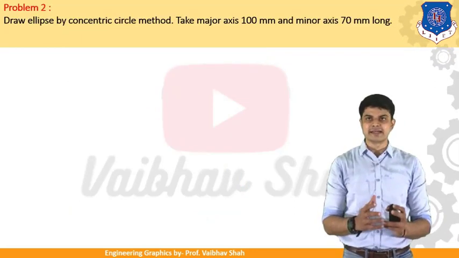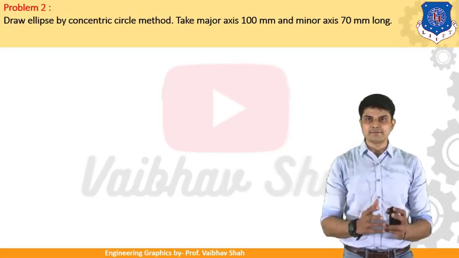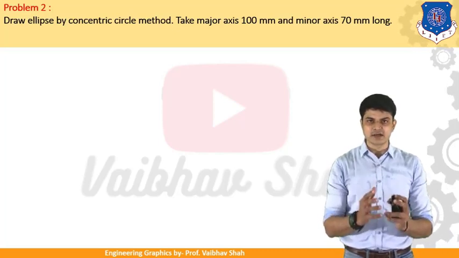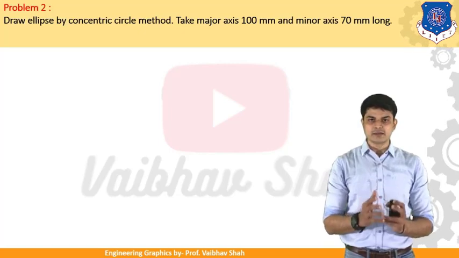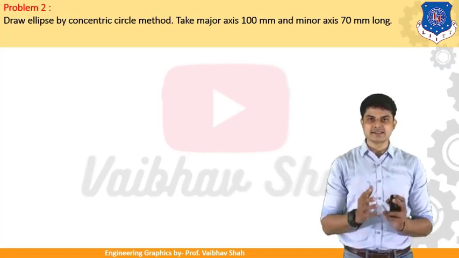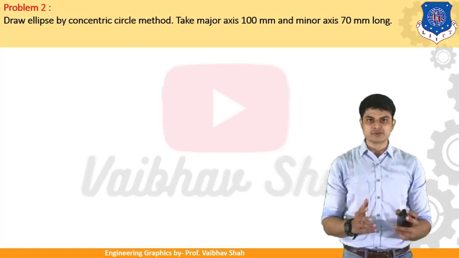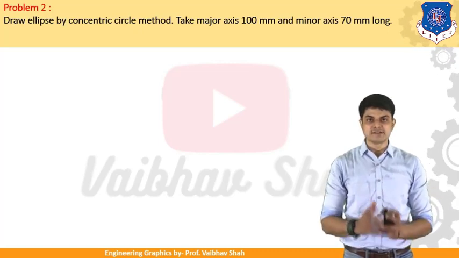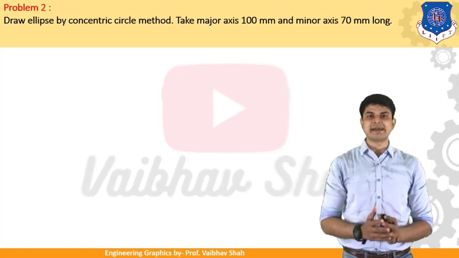So here let us read the example. Draw an ellipse by concentric circle method. Take the major axis as 100 mm and minor axis as 70 mm long. So here also we have 2 data. First is the major axis and second is your minor axis.